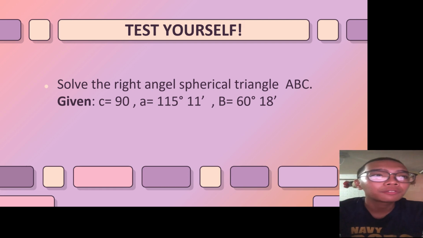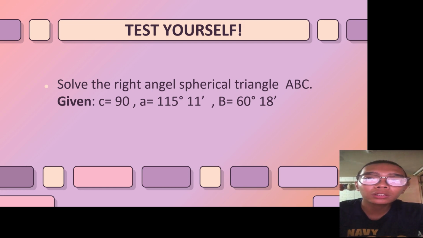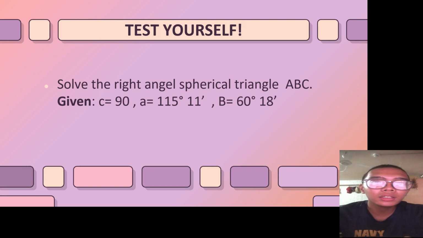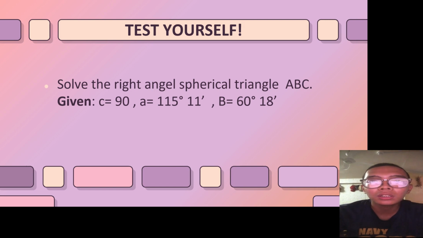So test yourself. Solve the right angle spherical triangle ABC, given side C is equal to 90 degrees, angle A is equal to 105 degrees 11 minutes, and angle B is equal to 60 degrees 18 minutes.